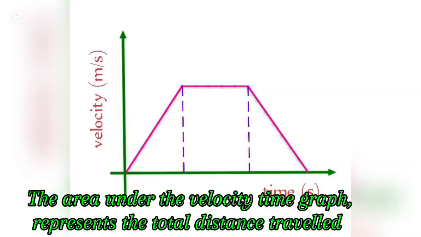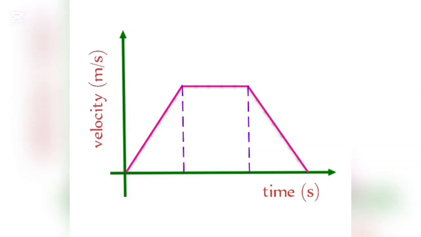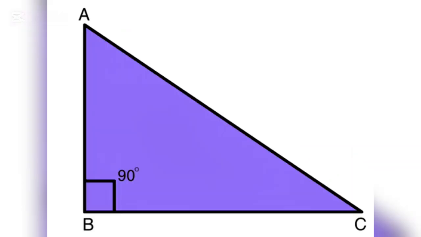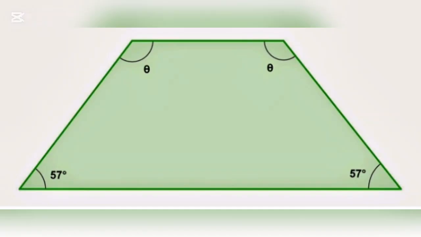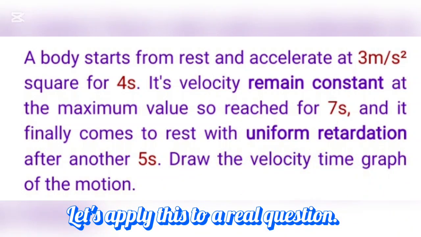The area under the velocity time graph represents the total distance traveled. This can be calculated using simple geometric shapes like triangles, rectangles, and trapezium. Now let's apply all this to a real question.